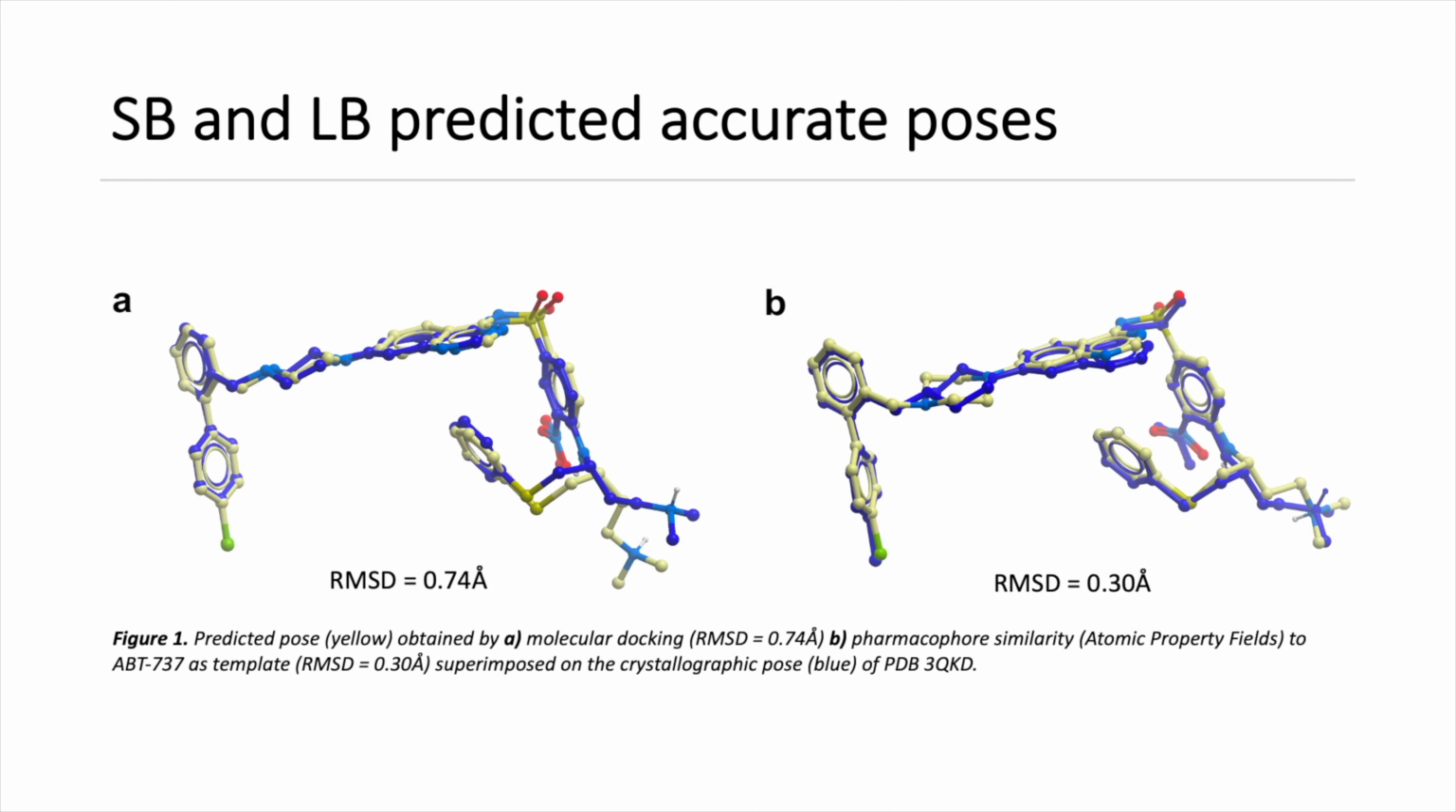Here, the predicted pose in yellow is superimposed on the native pose in blue for a sample compound. The SB predicted pose is illustrated in Figure 1a, and the LB predicted pose is illustrated in 1b. As demonstrated, both SB and LB were able to accurately predict the native pose with an RMSD below 2 angstroms.